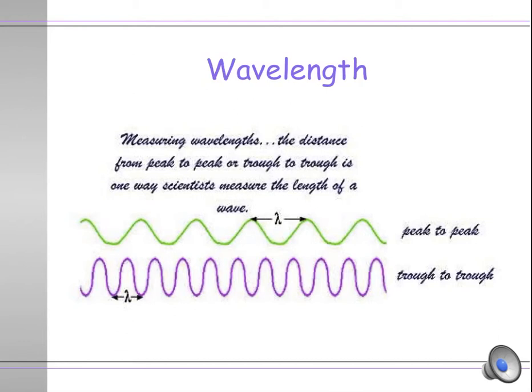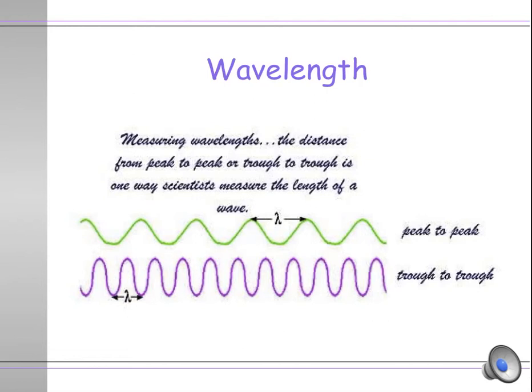So let's review a little bit. Wavelength has the symbol lambda, which looks like an upside down Y. We measure it from crest to crest, or from trough to trough, and the unit will be nanometers. For frequency, we measure it in hertz, or per second, and it is how often the wave occurs.